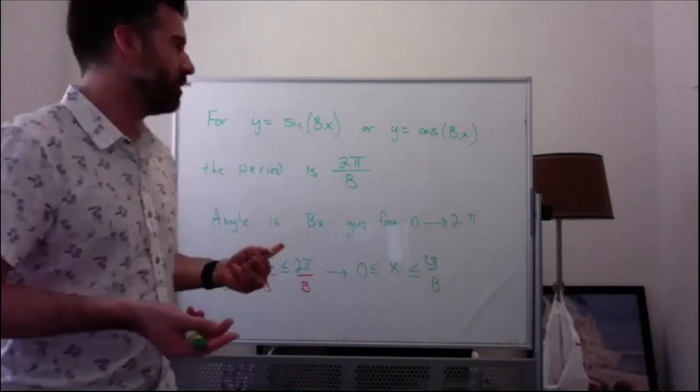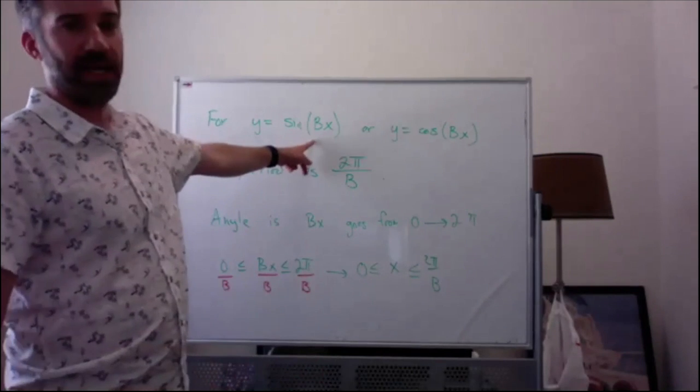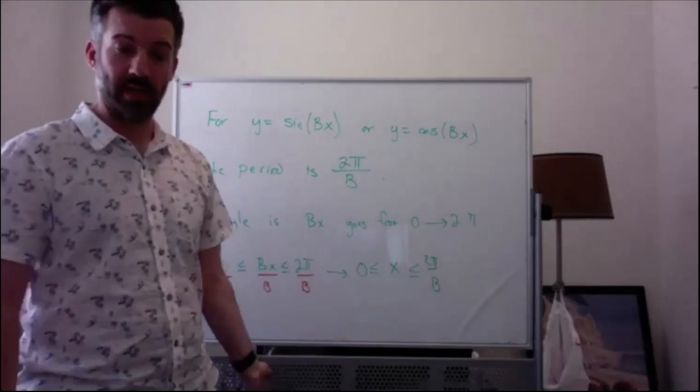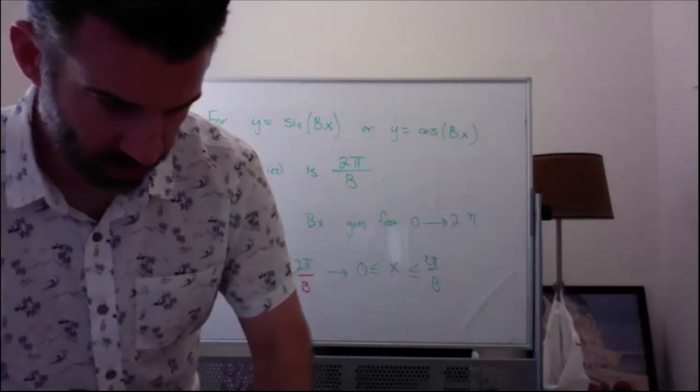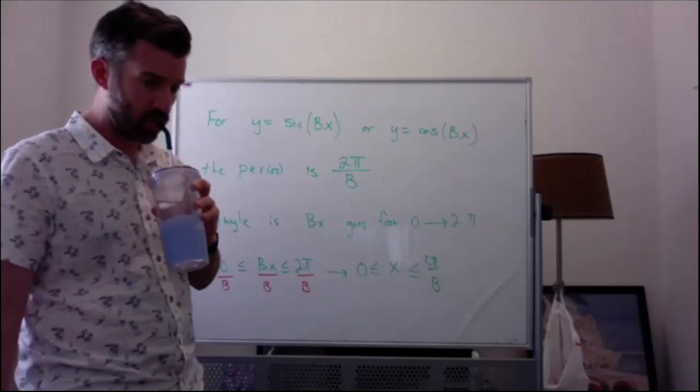So that's the shortcut, or the fast way, of finding the periods: what's multiplying x? 2 pi divided by that is our new period length. And I should ask if there are any questions about that before we do more examples.